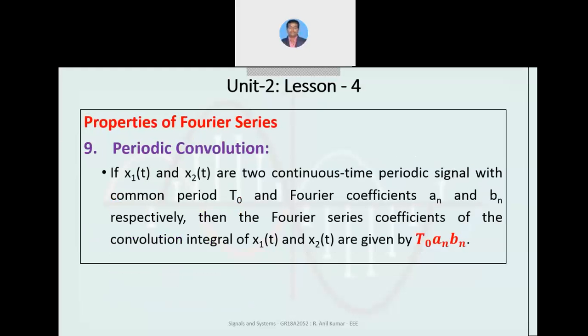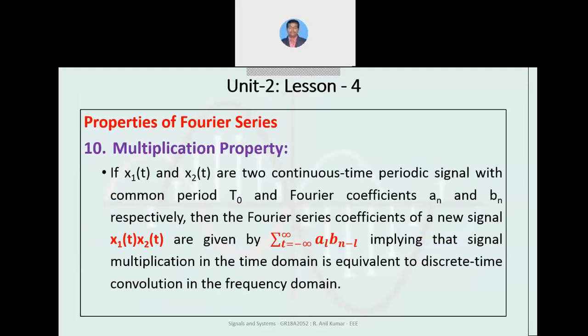Next is periodic convolution. Convolution is nothing but a product of signals. So considering the Fourier coefficients an and bn respectively for two periodic signals x1 of t and x2 of t, the Fourier series coefficients of the convolution integral of x1 and x2 will be t naught into an into bn.